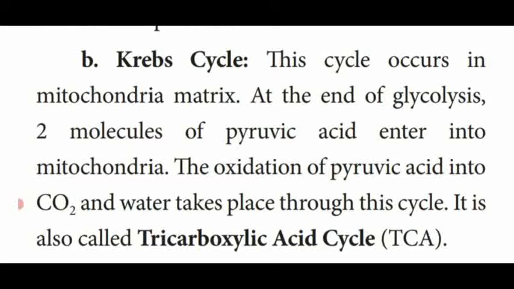That means in one Krebs cycle process, that is oxidation of pyruvic acid, 3 carbon dioxide molecules are liberated. That process takes place in the Krebs cycle. So it is named the TCA cycle, or another name is also there, citric acid cycle. So this Krebs cycle is the second stage of aerobic respiration.